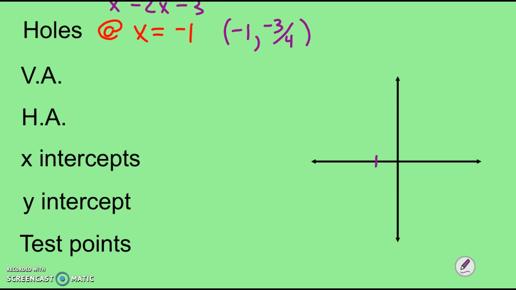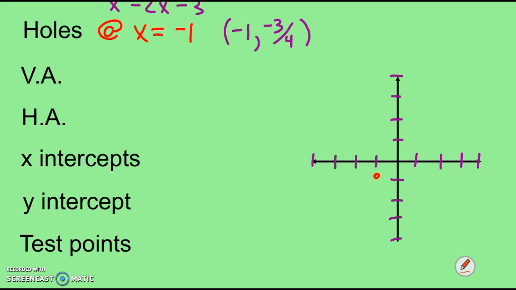So, if we put some markings down here. There's going to be a hole wherever the graph is at negative 1, negative 3/4. So somewhere like right in there.